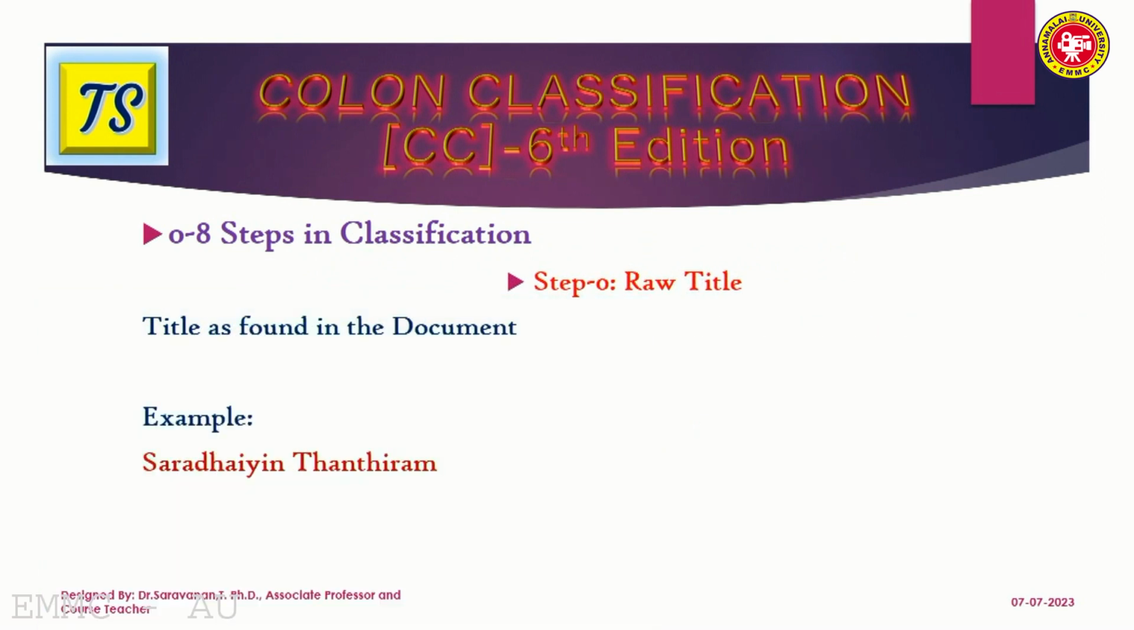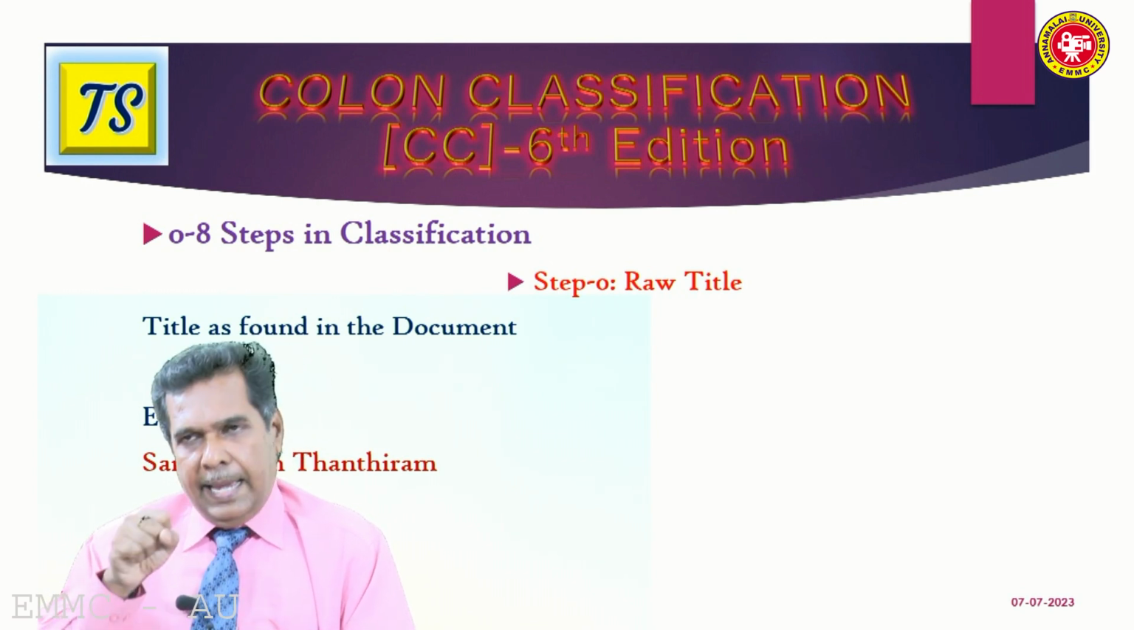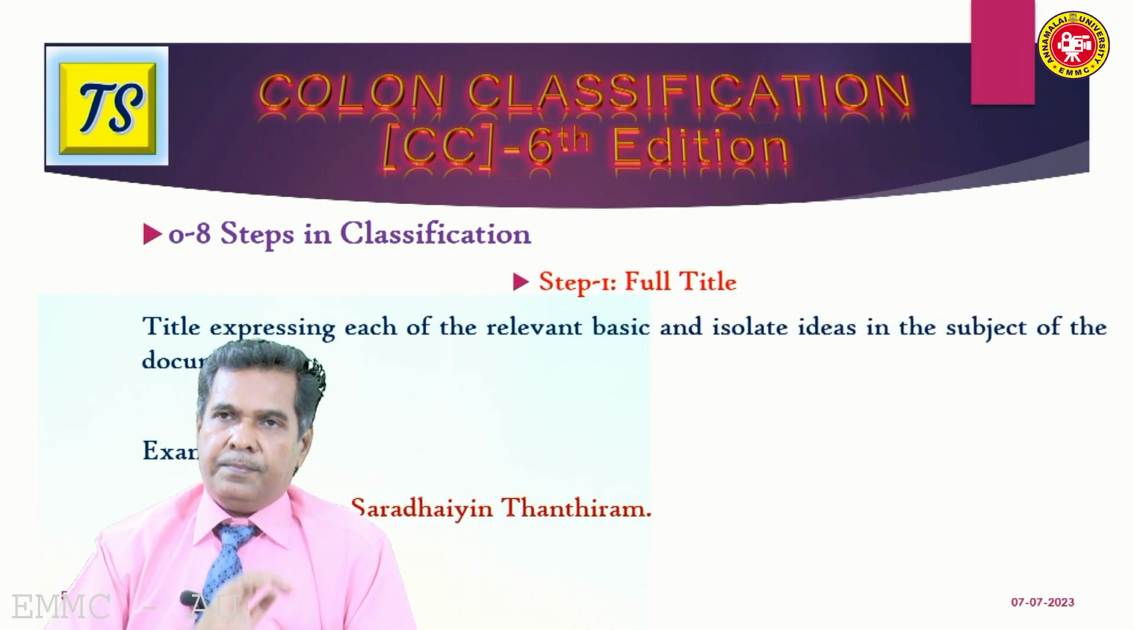Step 0, raw title. The sample title Saravanan Tandira has been selected for practice. You can observe it on the screen. In the raw title, you must select the document title as it is. You should not omit anything you find on the wrapper sheet. Whatever title you see in the document needs to be captured as it is. This is referred to as the raw title.